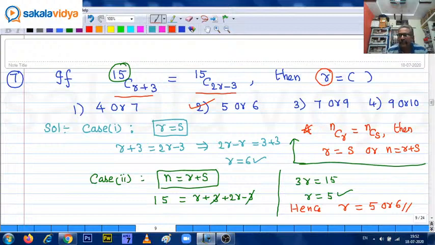So when you get the r value as a positive integer, you need to accept it. Otherwise we need to ignore it.